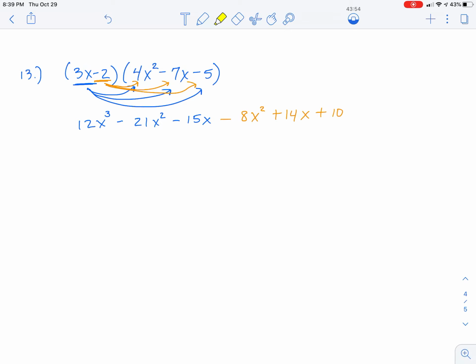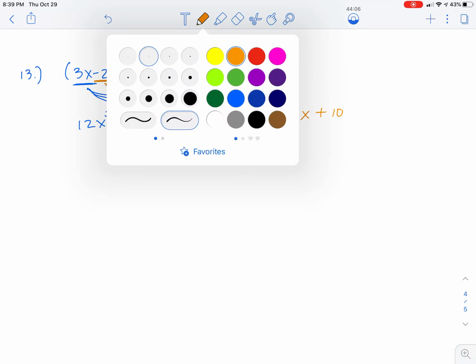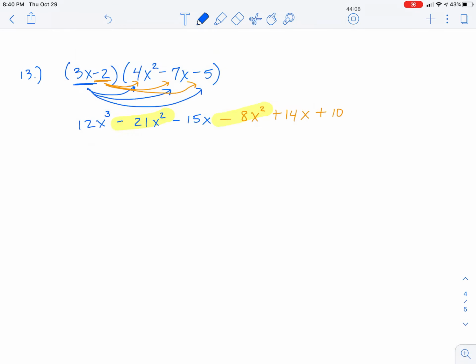So let me get a yellow highlighter here. And let's see, 12x to the 3rd power is the only exponent of 3. I have a negative 21x squared and a negative 8x squared that I can combine. So let's do those two together. You're going to end up with, let's put 12x to the 3rd power down here, and you're going to have a negative 29x squared.